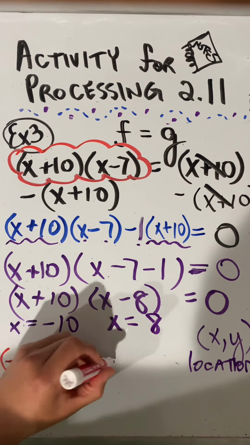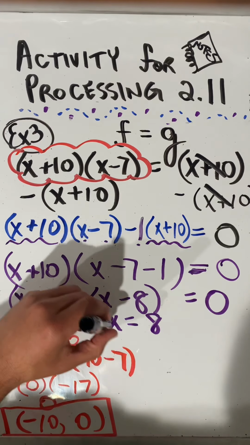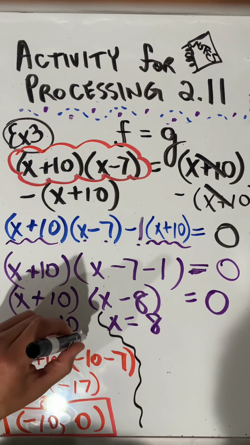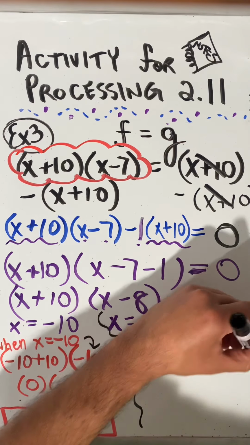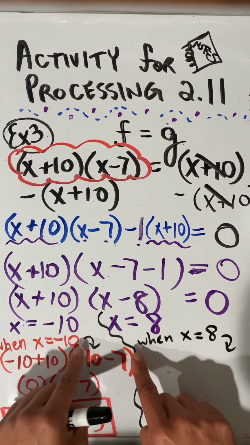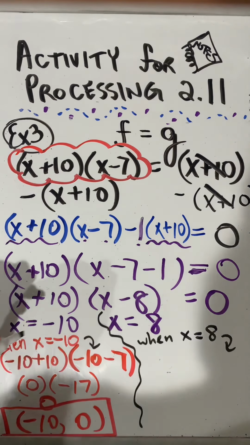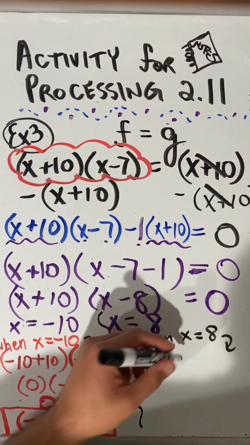I'll do this in black. Okay, so this was when x equals negative 10. Next, I'm going to do it when x equals 8. Okay, it's not necessary you write when x equals. That's just something I've grown accustomed to. So if I ever go back to my own work, it's like, what did I do here? Oh, I solved for this when x equals blah, blah, blah. In this case, 8.